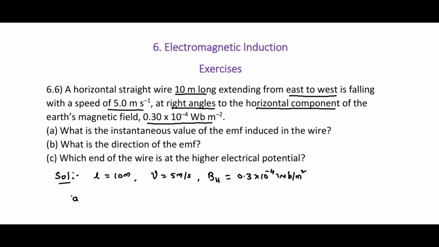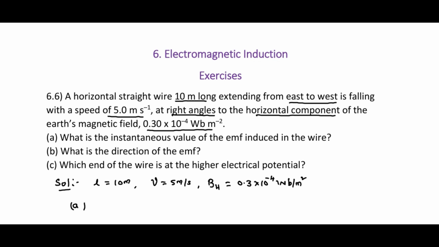Now we need to calculate the instantaneous value of EMF, that is nothing but the induced EMF, that is B L v, but here B is nothing but B_H. That is equal to 0.3 into 10 power minus 4 is the B value, and L is 10, velocity 5. So its value is 1.5 into 10 power minus 3 volt.